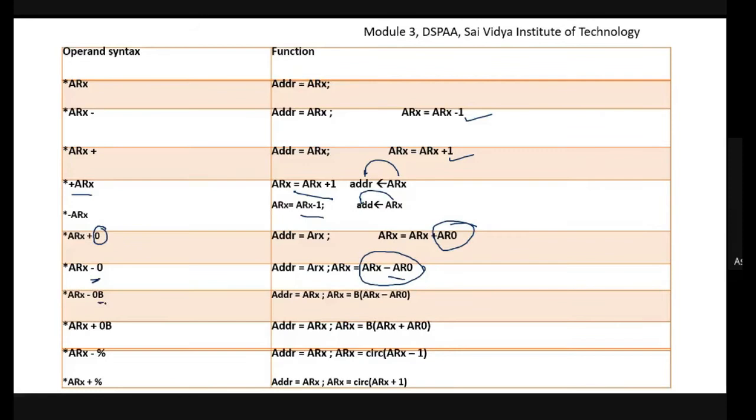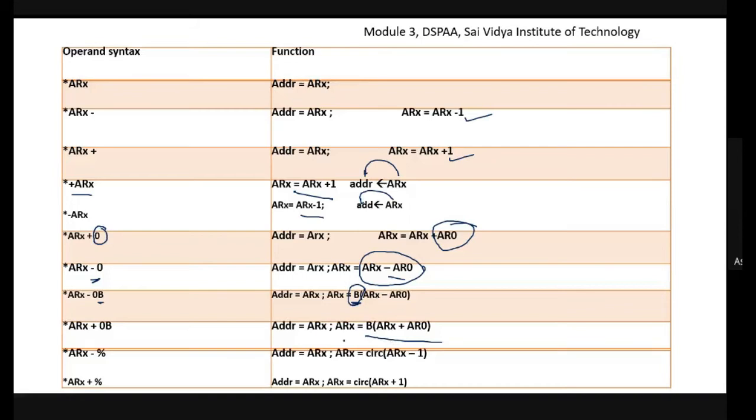Then if B is there, it is the bit-reversed operation that we have learned. A reverse carry add operation or reverse carry subtract operation is performed with respect to bit-reversed addressing. That is also a special addressing, one of the addressing modes present, and it is a part of the indirect addressing mode itself. So *ARx+0B: here, when the plus symbol is there, along with bit reversing of AR0, ARx plus AR0 will be performed. Addition will be performed here, and subtraction will be performed here.